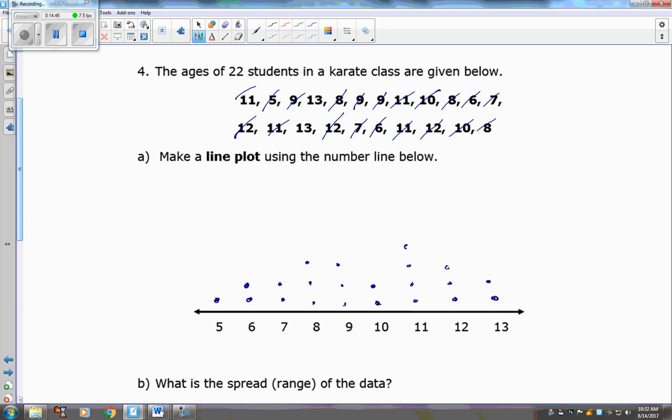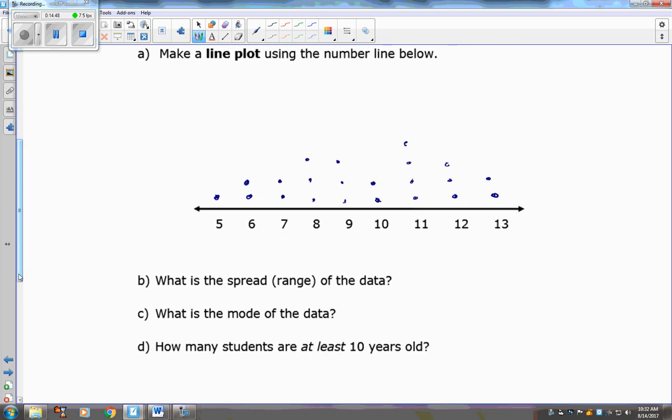What is the spread of the data? Again, that's the difference between the largest and the smallest. So 13 minus 5 gives you 8. What is the mode? Looking for the one that has the most dots. That would be at 11. How many students are at least 10 years old? So that's 10 or more. So we have 1, 2, 3, 4, 5, 6, 7, 8, 9, 10, 11.